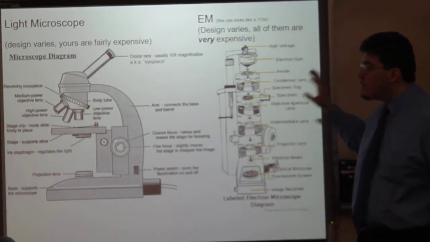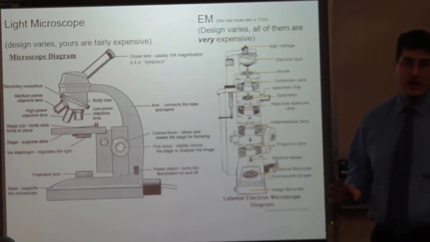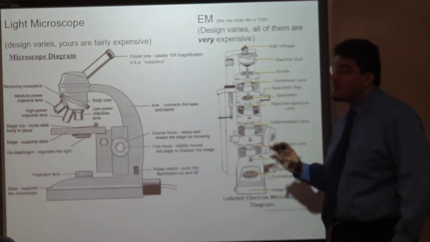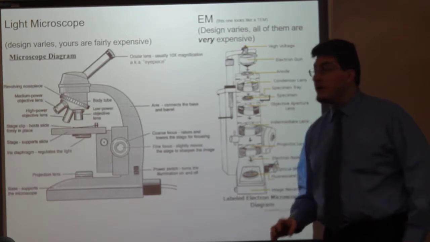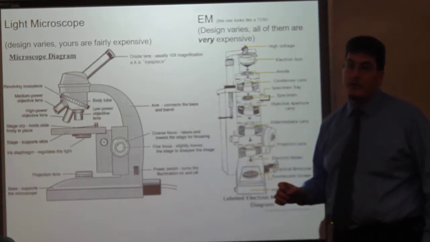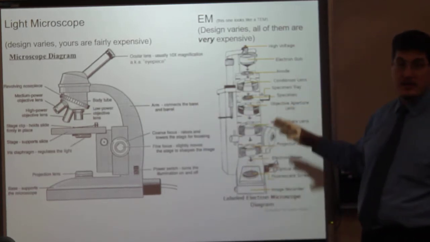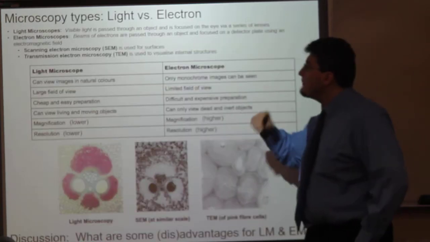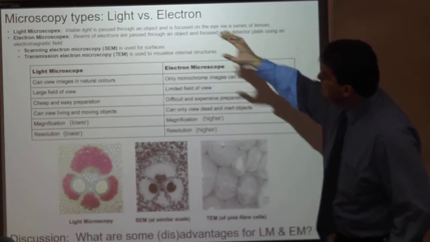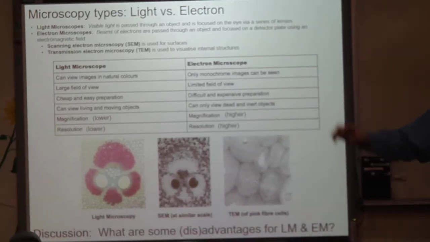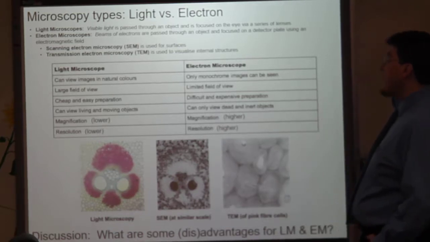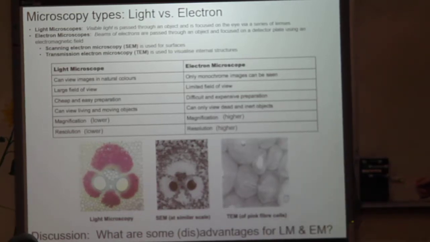Overall, this gives you a greater quality of image. It also gives you greater depth of field. The size of the specimen that you can see will be greater in a light microscope, but depends on your price range in the electron microscope, what all information you want to get out of it. Now, a light microscope uses visible light that passes through an object and is focused on the eye by means of a series of lenses.